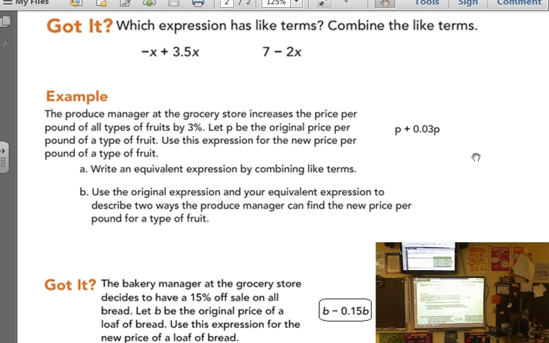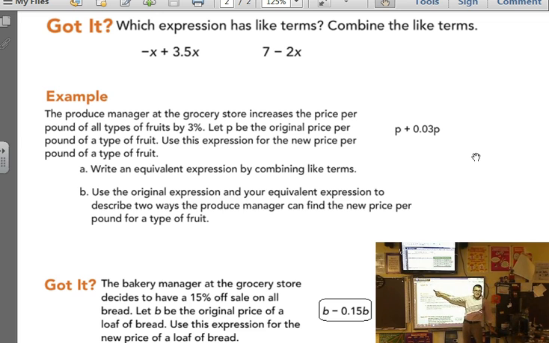Alright, let's go ahead and bring it back together. Julian, which of these has like terms, my first expression or my second expression? The first one, because the variable is x on both of them. Here we have a variable of x and a constant term.